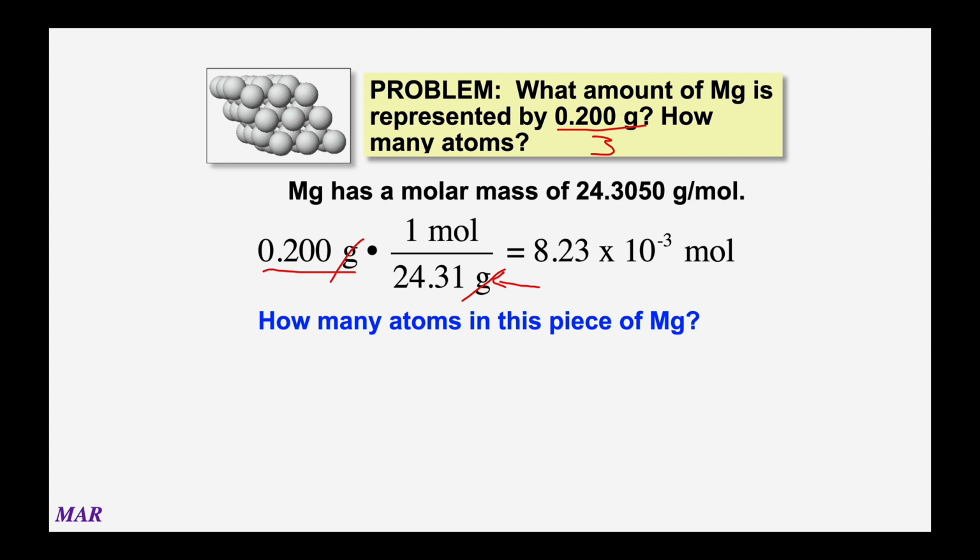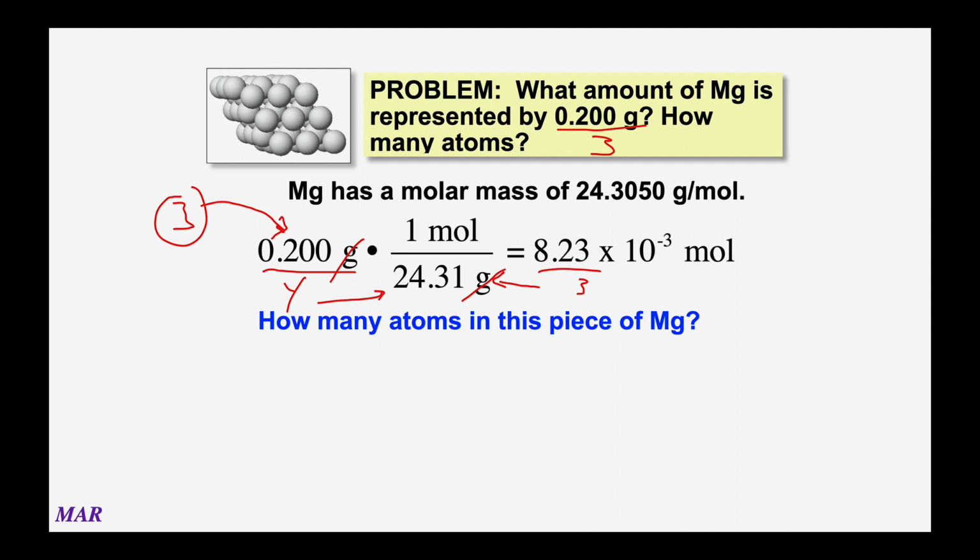In your calculator, 0.200 divided by 24.31, you get a number. It's going to be like that. Round it to 3 sig figs, 8.23 times 10 to the minus 3 moles. And again, we're rounding it to 3 because the top number is 3 sig figs. I used a 4 sig fig, 24.31. The final answer has to have the smallest number of sig figs, 3. And again, you could have used 24.3050. That would have been fine. It just takes more time, but either way is okay.